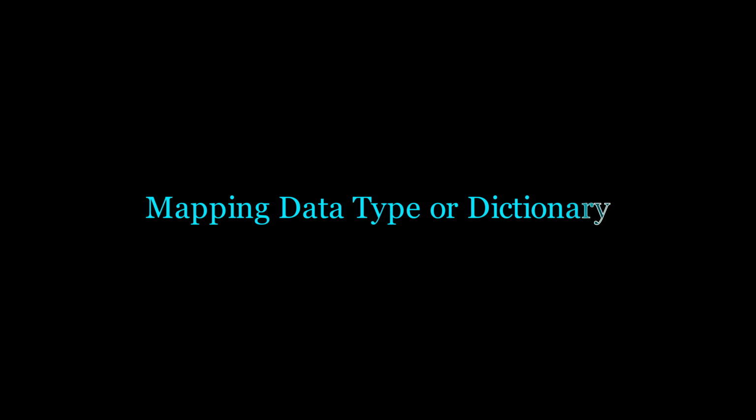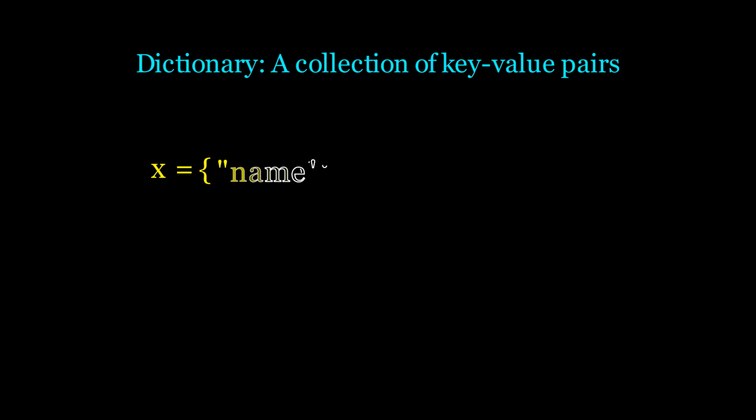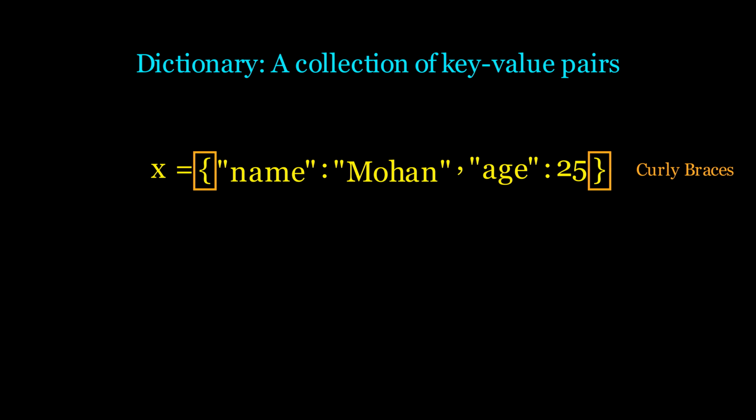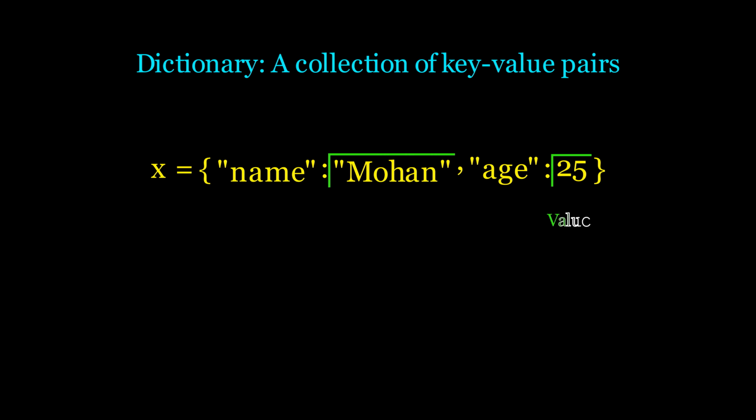Our next focus is the mapping data type, commonly referred to in Python as the dictionary. In this session, we will focus on its fundamental definition and syntax, leaving a deep dive for our coming classes. A dictionary is formally defined as a collection of key-value pairs. Syntactically, dictionaries are enclosed in curly braces, often called flower brackets. As illustrated in the video, name and age serve as the unique keys, while Mohan and 25 are their corresponding values.